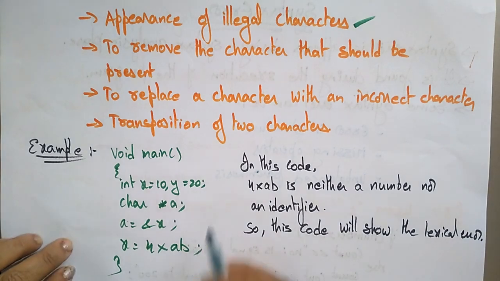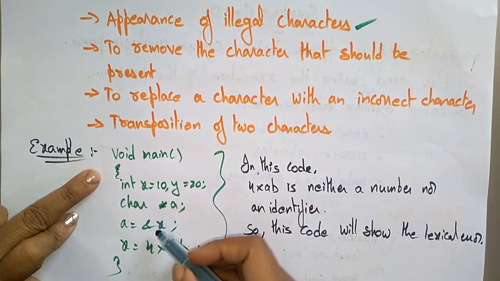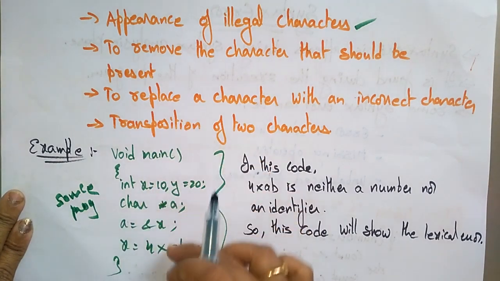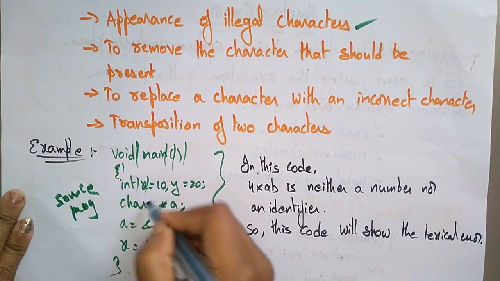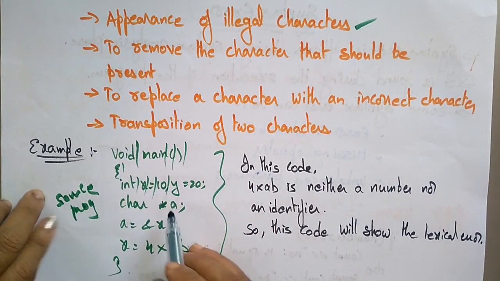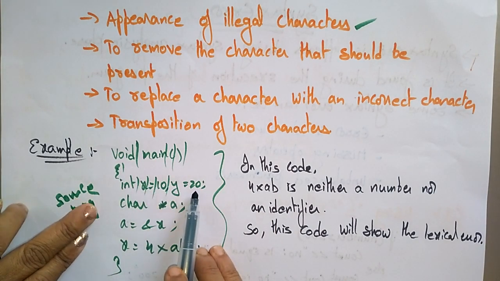Okay, so let's see what these are. This is a simple example. Here I have taken a source program. The source program is converted into a sequence of characters: 1 character, 2 character, 3, 4, 5, 6, 7. So like that, each word is 1 character. Each line: void main, int x is equal to 10, y is equal to 20.